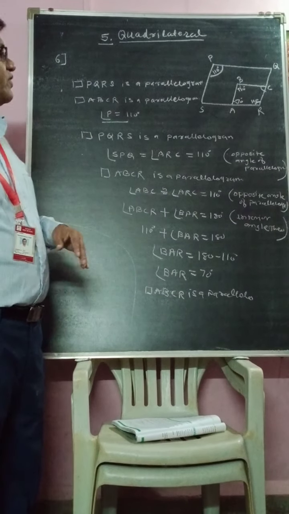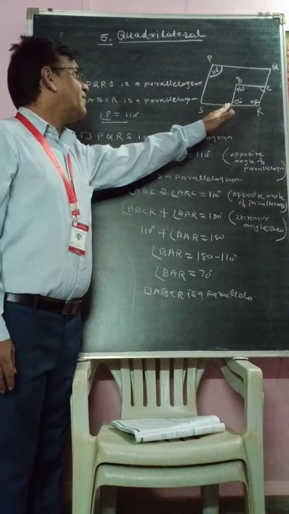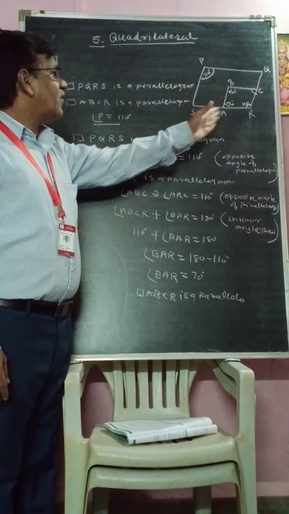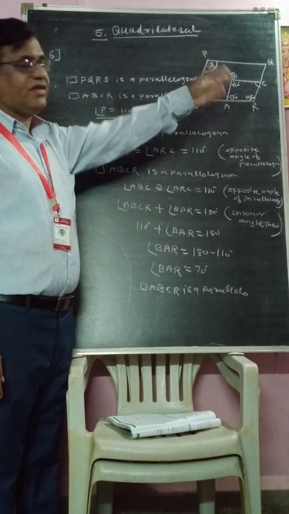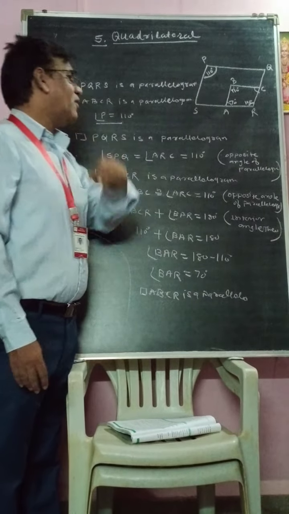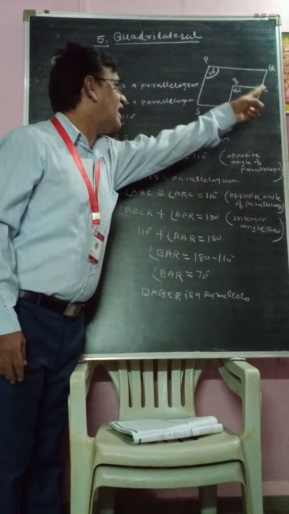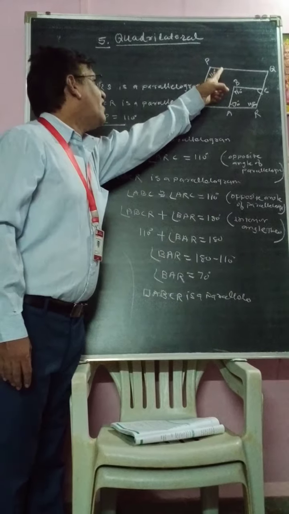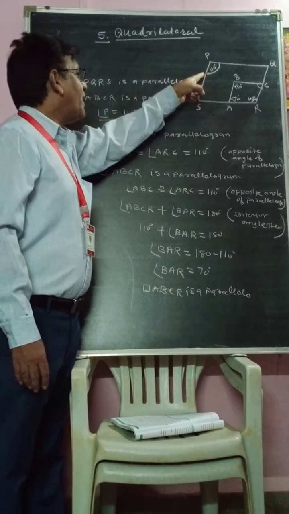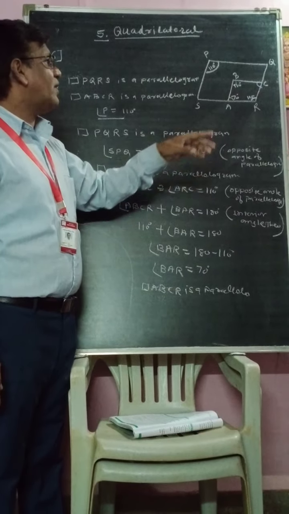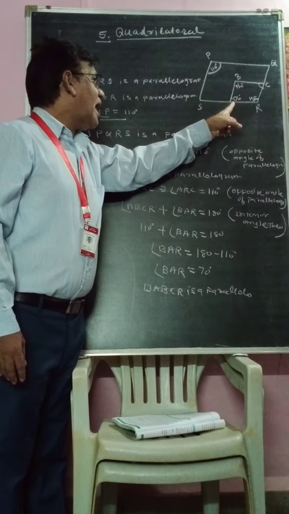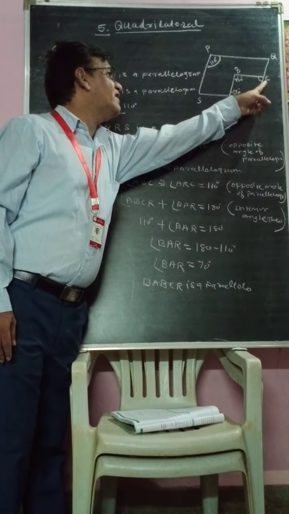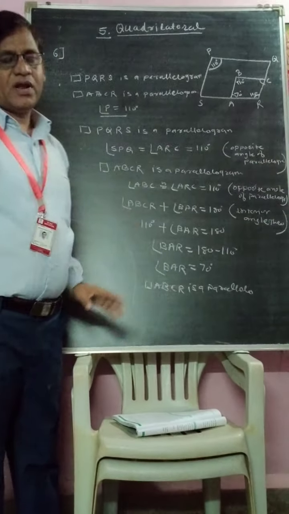Now what is the sixth question? See, in the sixth question, PQRS is a parallelogram. It is given that PQRS is a parallelogram and ABCR is also a parallelogram. And this angle is given as 110. Angle P is given as 110 and you have to find out angle A, angle B, angle C and angle R. Now how to find out?